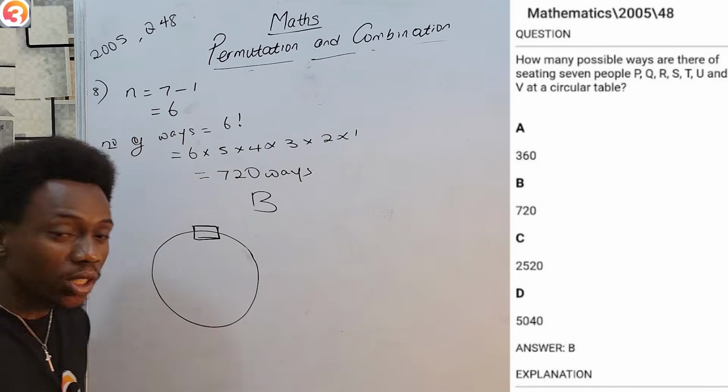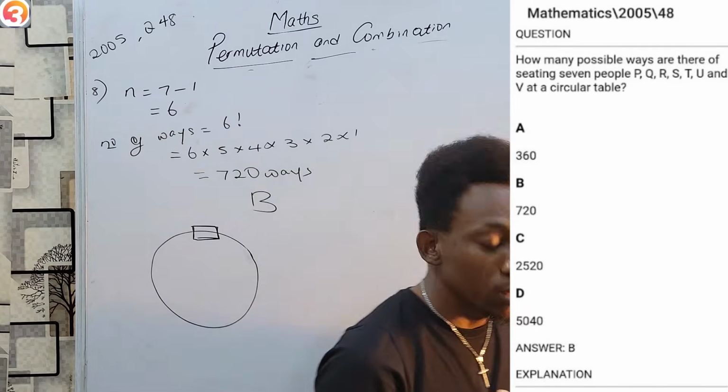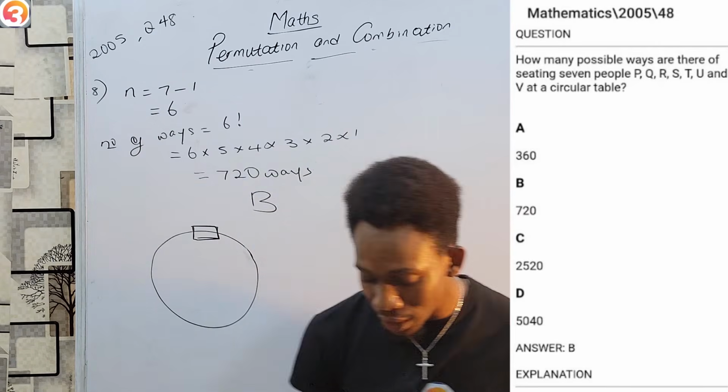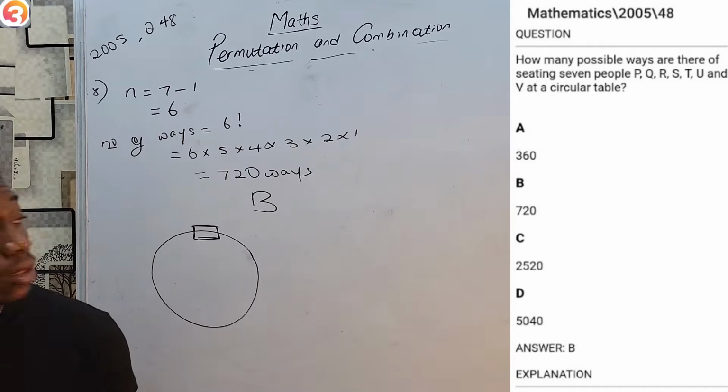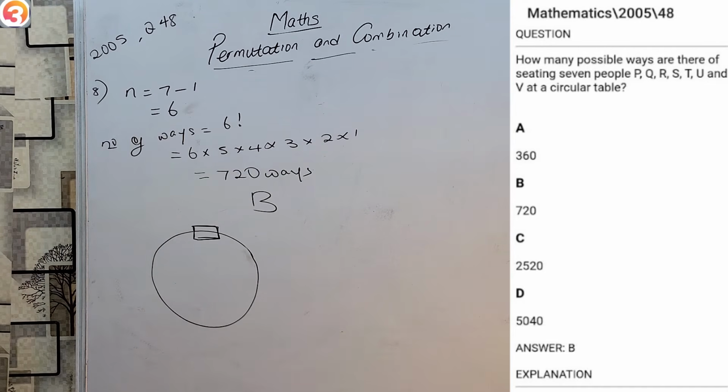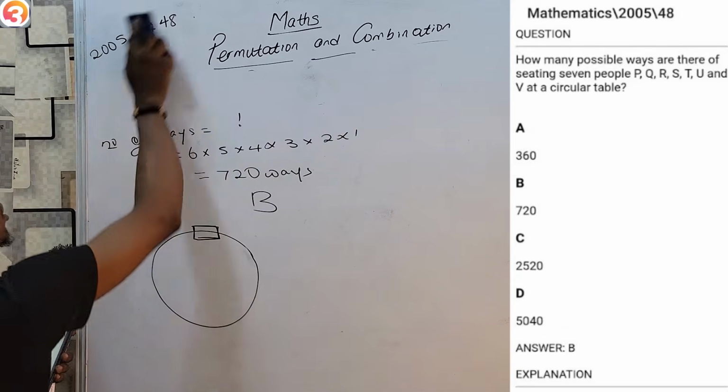So please do be very careful. If ever your question requires you to arrange in a circle, always note that in that circle, you're going to subtract 1 from the total number before you start your arrangement.